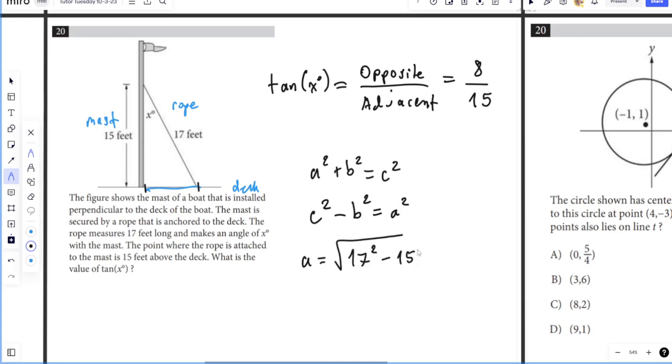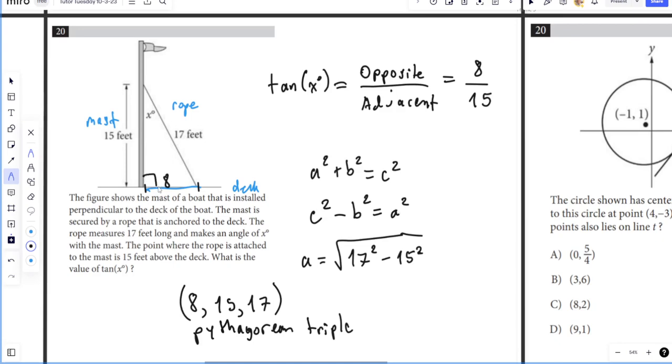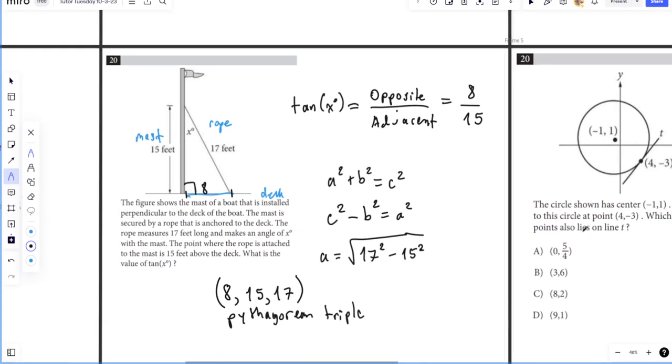An even quicker way would be to realize that this is a Pythagorean triple. Pythagorean triple of 8, 15, and 17. So if you see any of these three, or any of the two side lengths in a triangle, and it's a right triangle, you can actually, well, since it's perpendicular here, we know it's a right triangle. You can get the other side just by memorizing these numbers. Okay, I like that one.